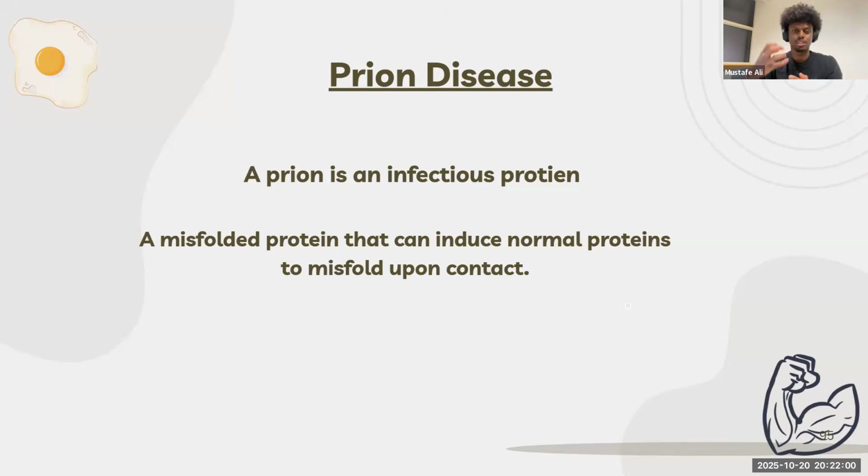Why? It's because it can spread its misfoldedness to different proteins. If the prion itself is misfolded and it touches another protein, that protein becomes misfolded. And that's what it can do. Prions are very scary, right? One prion inside of your body can cause all of the other proteins inside of your body to become misfolded. It's very scary, right?